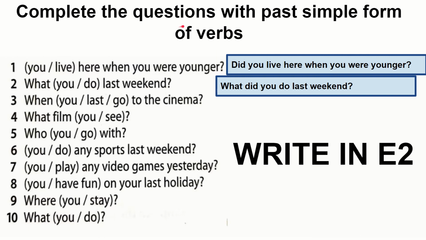Okay, so you complete the questions with past simple form of verbs to form all these questions. So you will be having 10 questions. Do rewrite number 1 to number 10 in your exercise book, right, in E2. After you have completed, snap a photo and submit on Google Classroom for the teacher to mark for you. Okay, do you understand?